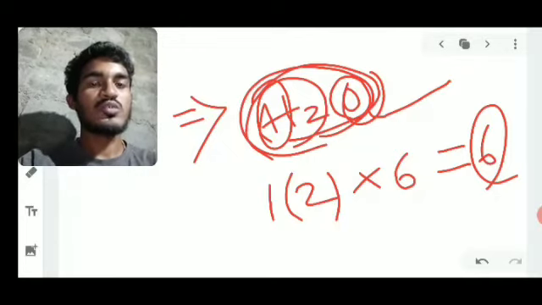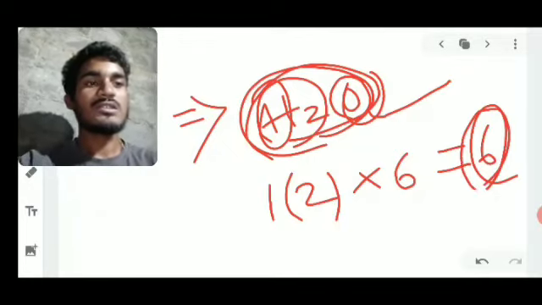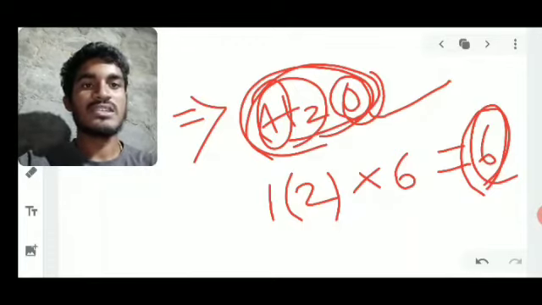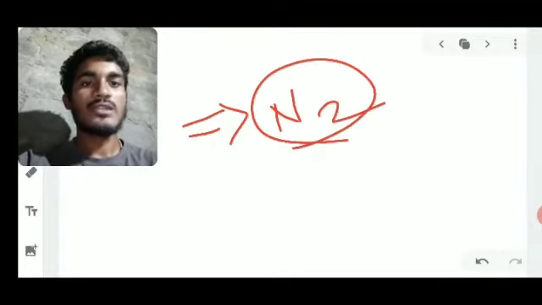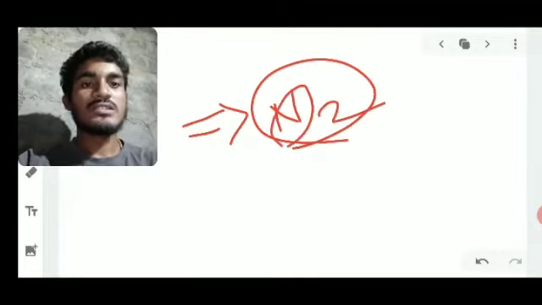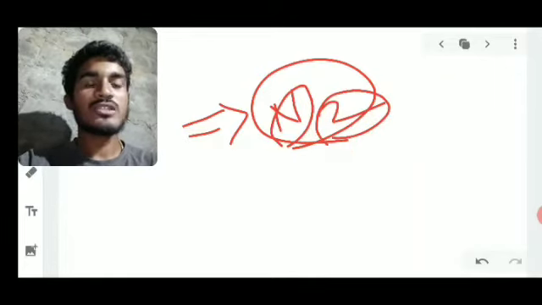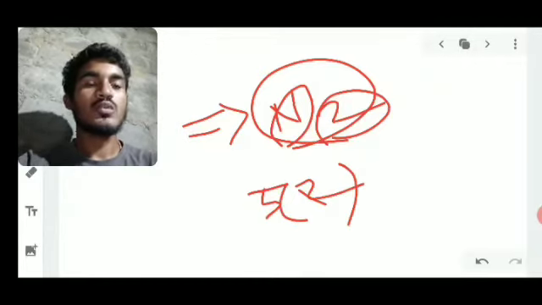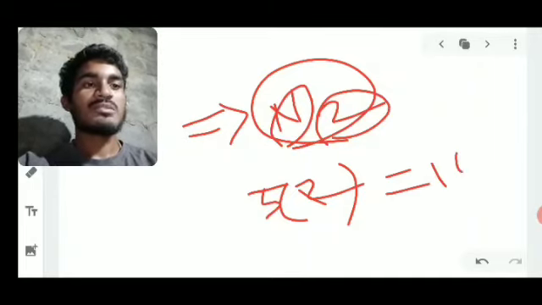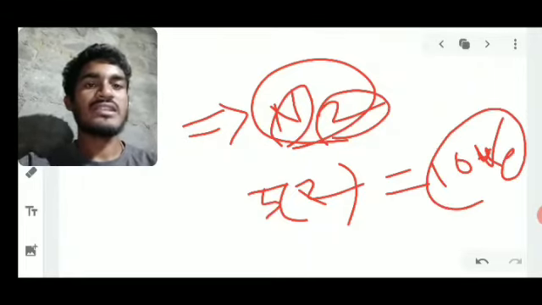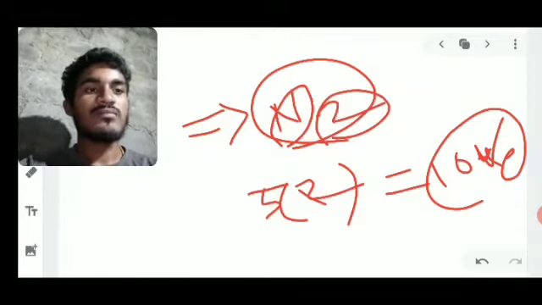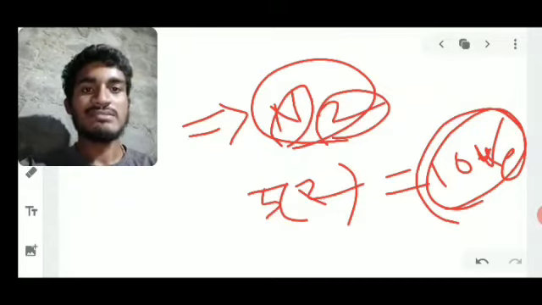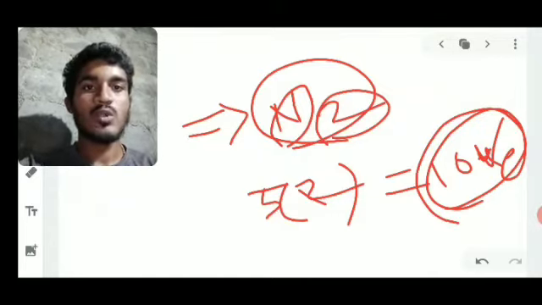So 1 into 2 plus 1 into 6. These are the valence electrons present in the water molecule. Next we see another one, nitrogen, N2. Here the nitrogen atomic number is 5, so valence electron 5, and how many moles are there? 2. So 5 into 2, so 10 electrons are present here. 10 valence electrons are present in the N2 molecule. This is how to calculate easily in the concept of Lewis dot structures.